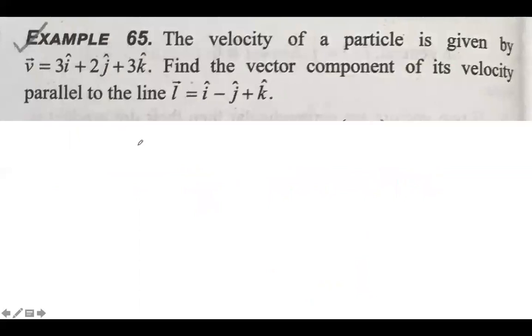Now the next one: the velocity of a particle is given by v equal to 3i plus 2j plus 3k. This is one vector. Find the vector component of its velocity parallel to the line l. So we have to find the vector component along this. To find the vector component, we saw that it is v dot l vector divided by the magnitude of l vector, and then the unit vector of l vector.